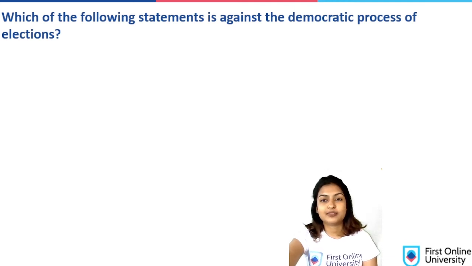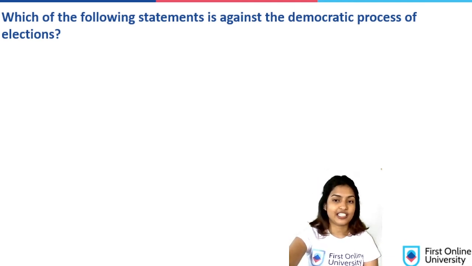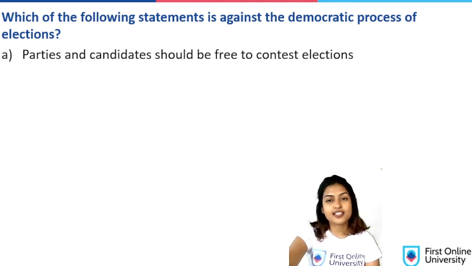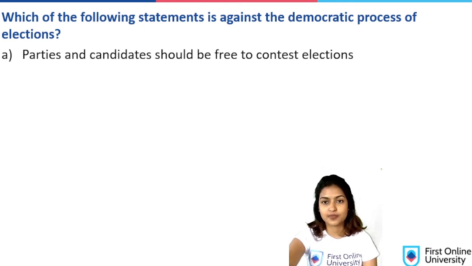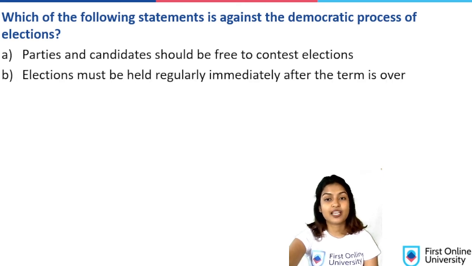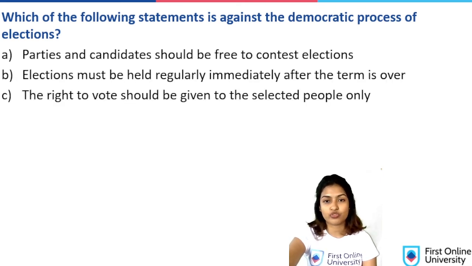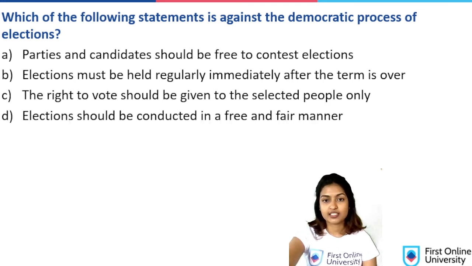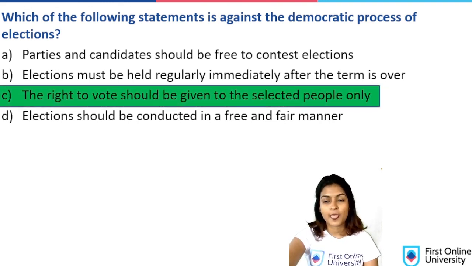Which of the following statements is against the democratic process of elections? A. Parties and candidates should be free to contest elections. B. Elections must be held regularly immediately after the term is over. C. The right to vote should be given to the selected people only. D. Elections should be conducted in a free and fair manner. So the statement that is against the democratic process of elections is that the right to vote should be given to the selected people only. No, not just selected people, but to everyone that is 18 plus.